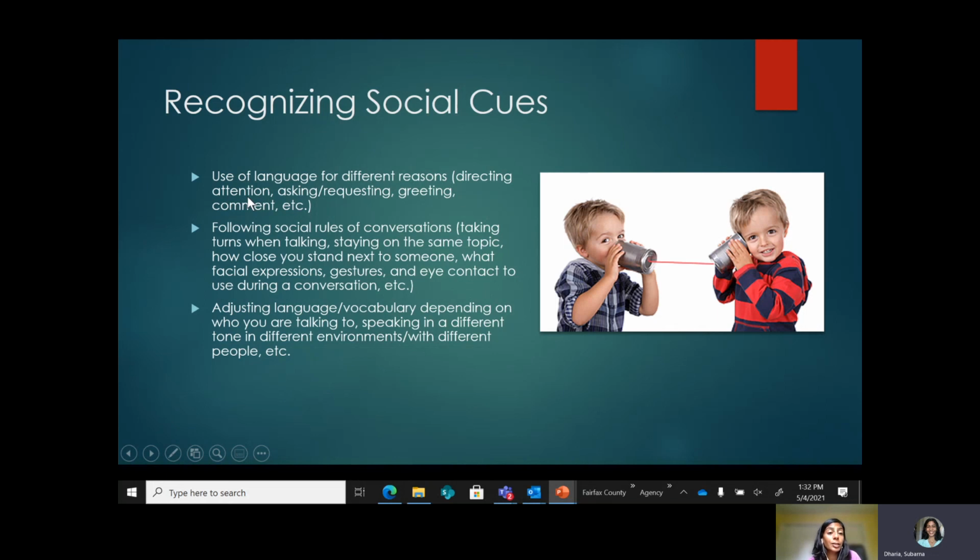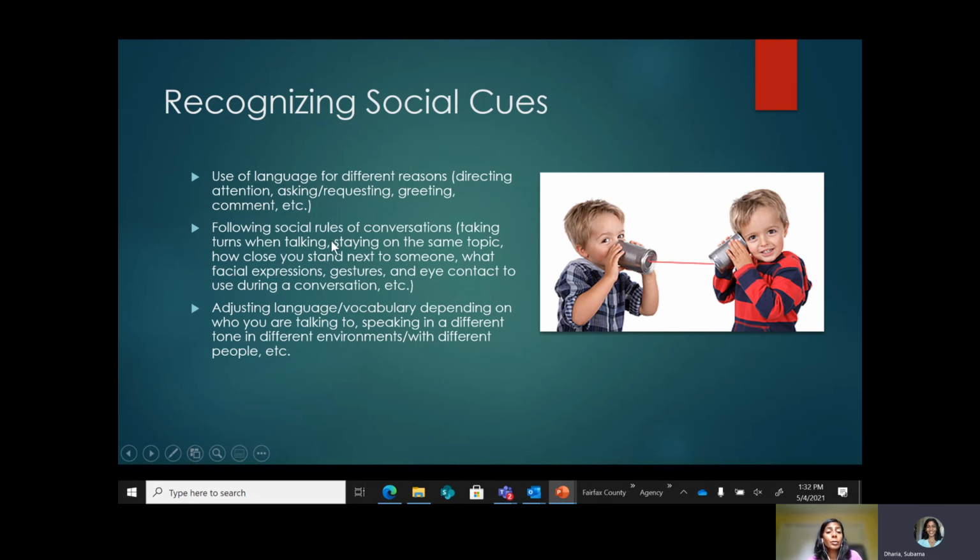Directing attention, again, the attention piece is really important here. We need children to want to engage with us by paying attention to what we're doing and what's going on around us, and commenting on things that they see. Again, that's showing engagement and socialization with someone else.